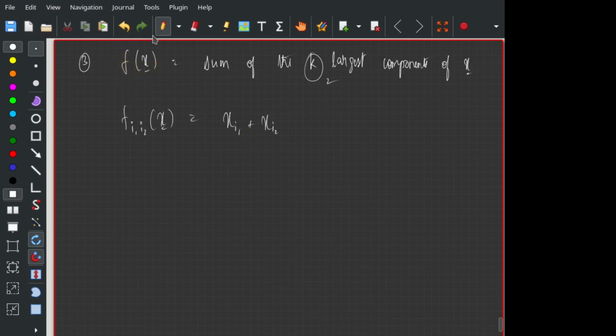Now, can you express f of x in terms of f i1 i2 of x? So f of x is equal to the maximum over all i1, i2 such that i1 is not equal to i2 of f i1 i2 of x. Do you agree? What about this function? Is it always convex for every i1, i2? It's a linear function, right? So it's always convex.